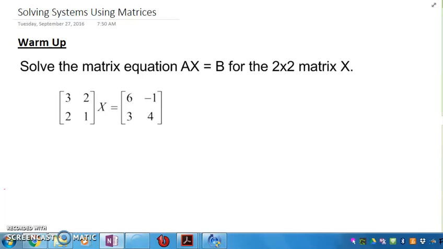Hello, so let's look at today's lesson, which will be solving systems of equations using matrices. But before we jump into that, let's look at a warm-up problem where we were just solving matrix equations. There is a difference between those two, but we're going to look at solving matrix equations here. And so you have matrix A multiplied by some unknown matrix X, and it will equal a matrix B. So take a couple minutes, pause the video, and work on that.